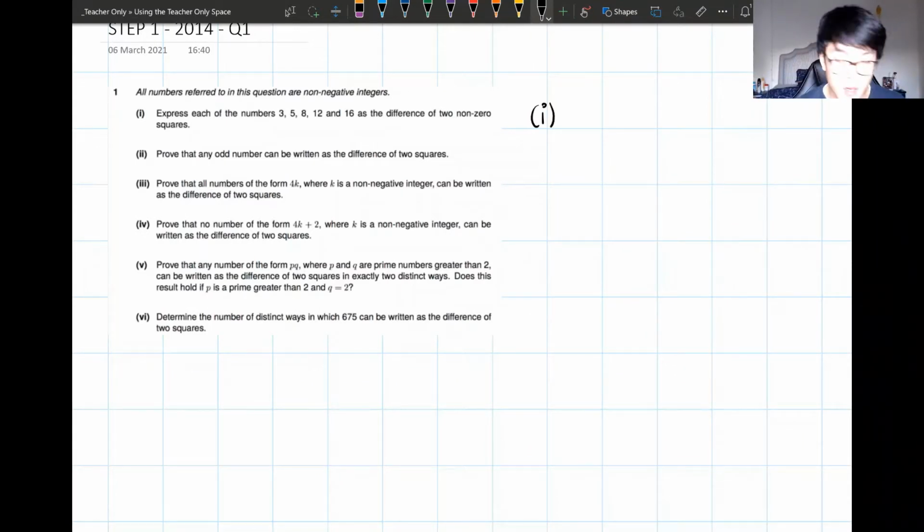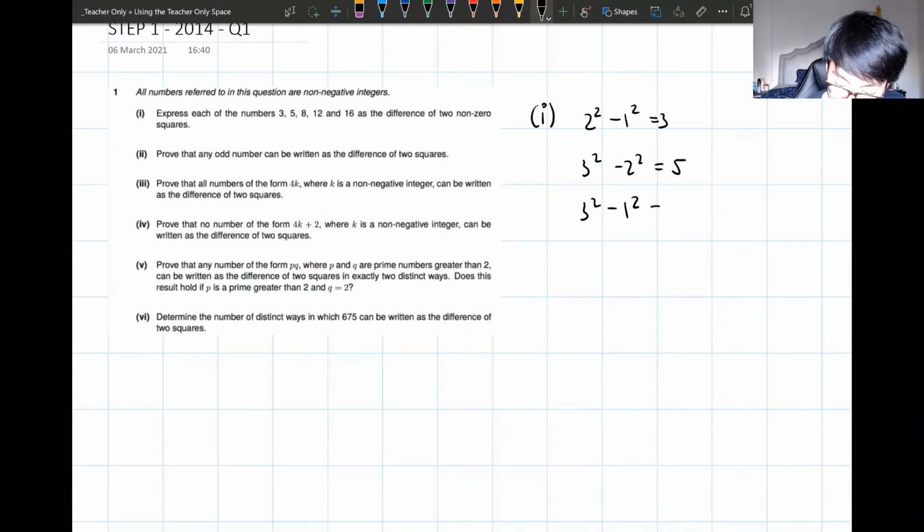So if you list down a couple of square numbers, you can try to find the differences. And the answer you should get is 2 squared minus 1 squared is 3. 3 squared minus 2 squared is 5. 3 squared minus 1 squared is 8. 4 squared minus 2 squared is 12. And finally, 5 squared minus 3 squared is 16.